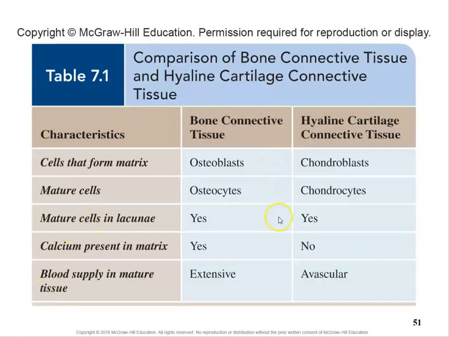Okay, so here you can kind of see the similarities, right? Cells that form the matrix, they're going to be blasts. Just depends on whether it's osteo with bone or chondro with cartilage. The mature cells are cytes, so osteocytes with bone, chondrocytes with cartilage. Both of them have mature cells in lacunae. Calcium is only present in bone tissue, though. And the blood supply is extensive in bone, whereas there is no blood supply in cartilage.